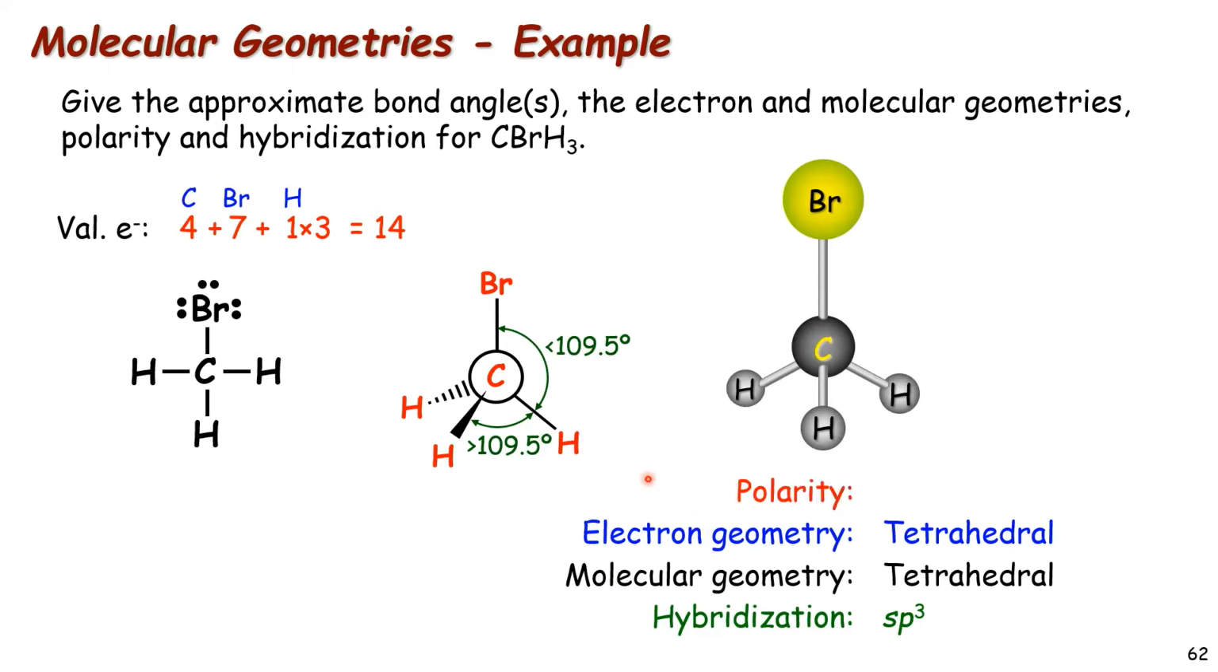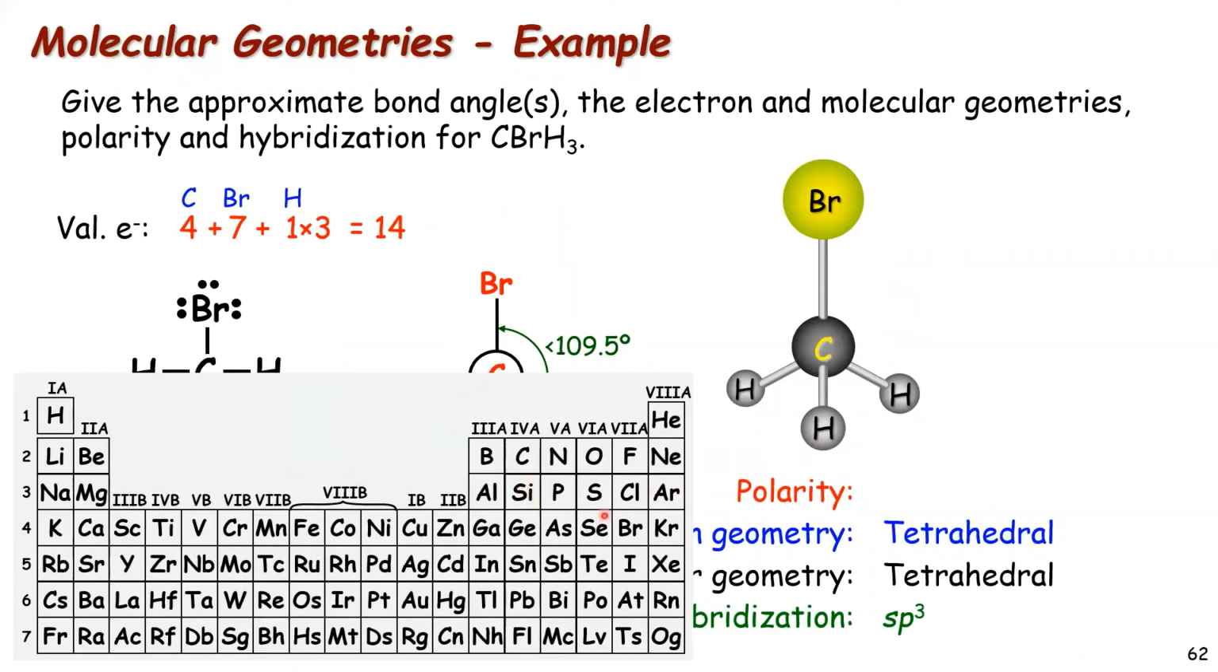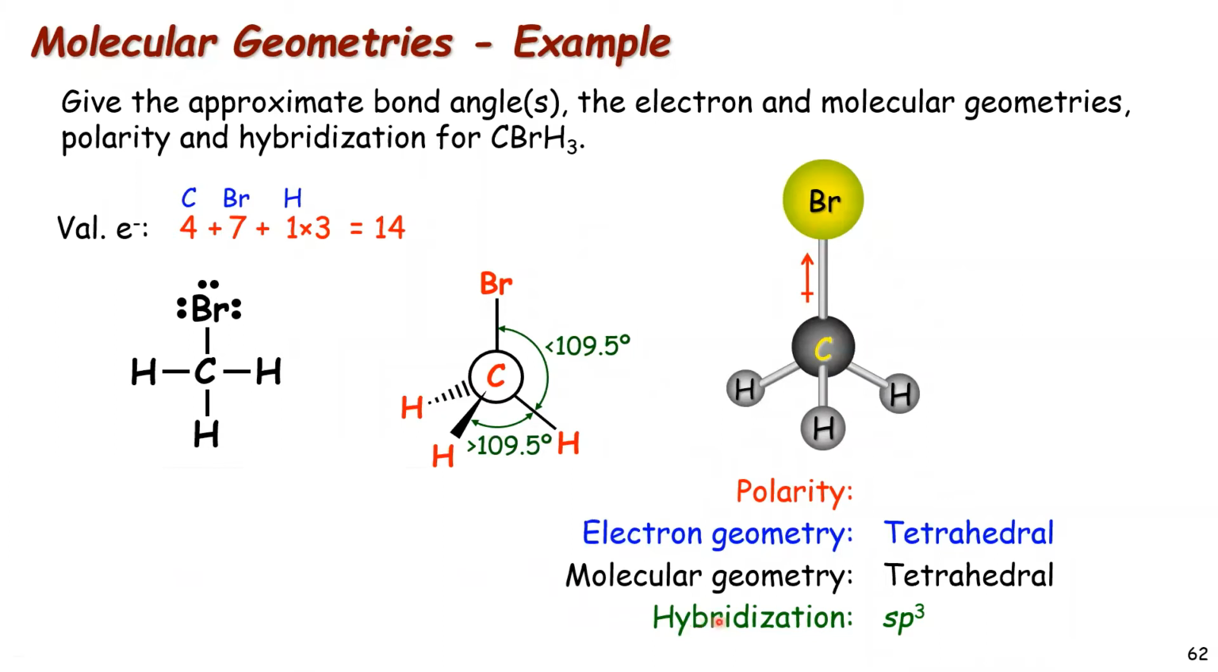Now, as far as polarity is concerned, we know that the carbon-hydrogen bond is essentially nonpolar. You just have to remember that. But we do need to look at the carbon and the bromine. Again, bromine's closer to the fluorine, so it's more electronegative than the carbon. And so the dipole moment is going to point from the less electronegative carbon to the more electronegative bromine. There's no other dipole, so this thing is not being canceled out. So this molecule is polar.